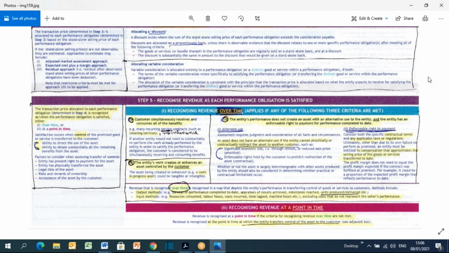The revenue is recognized either over time or at a point in time. So you can see here, over time or at a point in time. You recognize over time when the customer simultaneously receives and consumes all the benefits, or the entity creates or enhances an asset controlled by the customer, or performance does not create an asset with an alternative use.